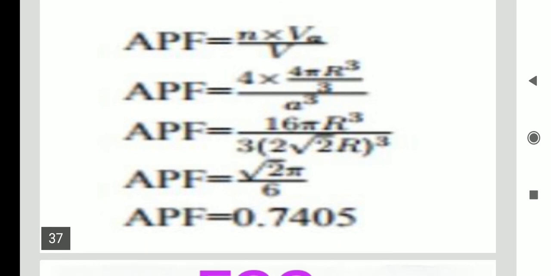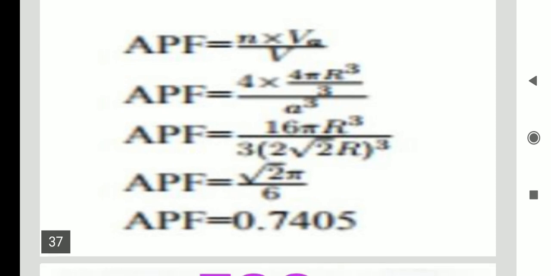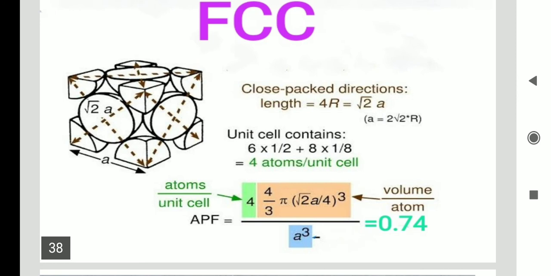APF equals n into VA by V, where n is the number of atoms, that's 4, and VA is the volume of an atom, 4 pi r cube by 3. Now put the values: 16 pi r cube by 3, divided by 2 root 2 r whole cube. Now r will cancel out, then finally you will get root 2 pi by 6, which is nothing but 0.74. See in the figure form. So for r, a equal to 2 root 2 r.